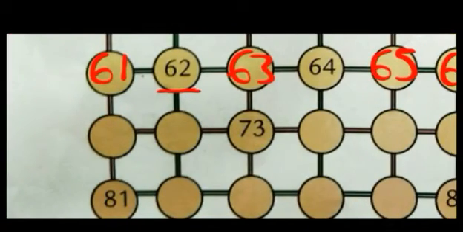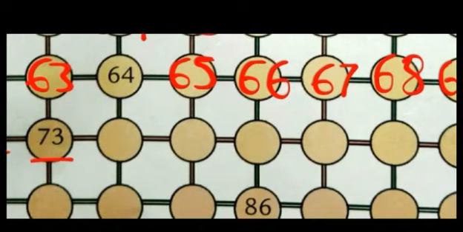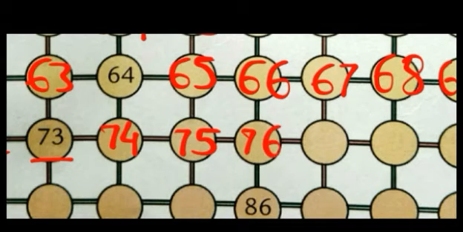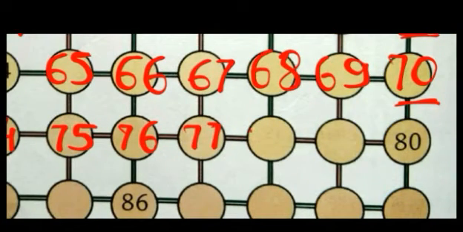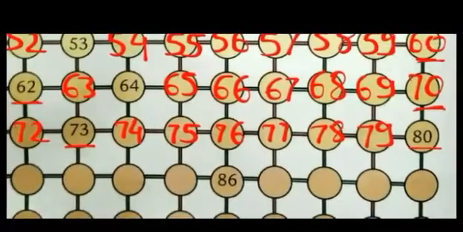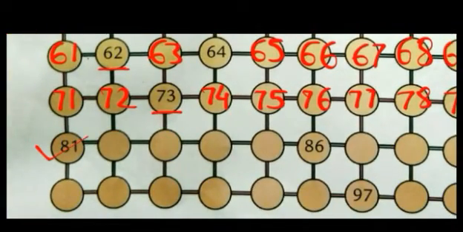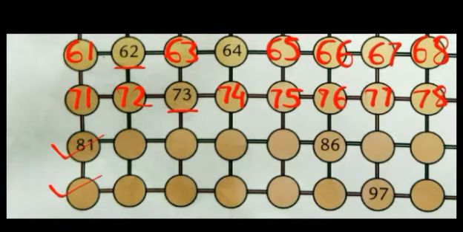So, 71, 72, 73 is already written here. 74, 75, 76, 77, 78, 79 and 80 is already written here. So scholars, now I would like you all to complete counting from 81 to 100 yourself. Okay?